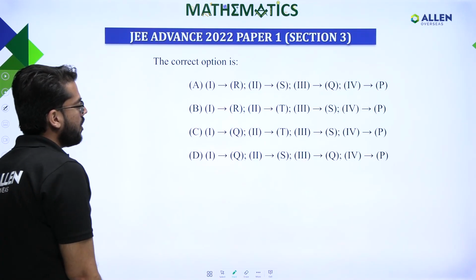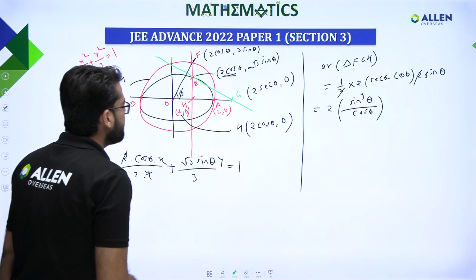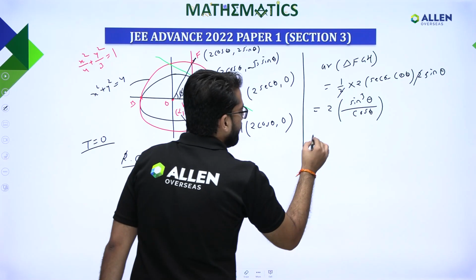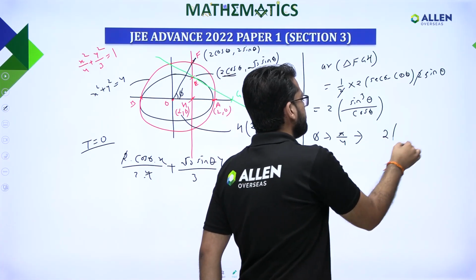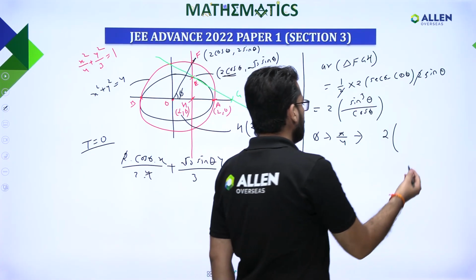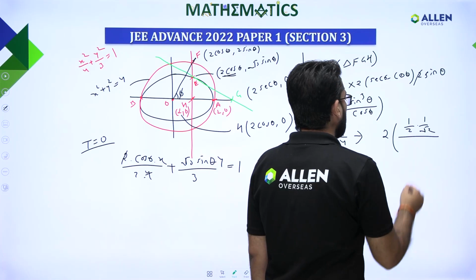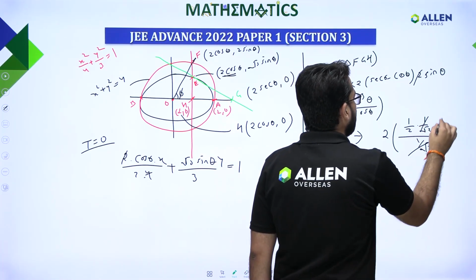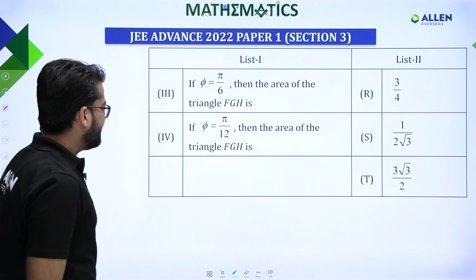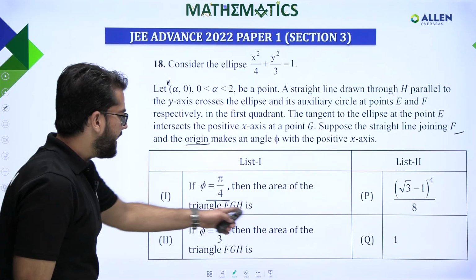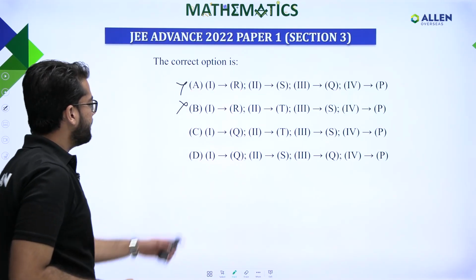Now we can check one by one with the options. When we have phi as pi by 4, we check here 2 sine cube theta, 1 by root 2 cube, that means 1 by 2 into 1 by root 2, and in the denominator we have cos theta, 1 by root 2 only, right? So here we have the value 1. Check the options. First it should be connected with Q, so we can eliminate options A and B. C and D have Q.